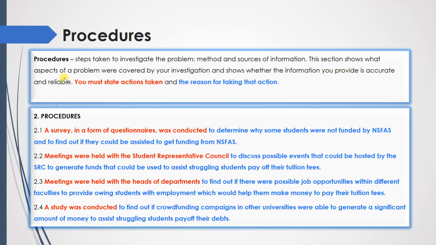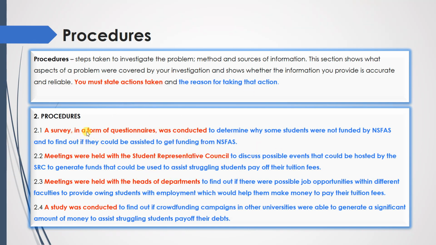Okay, this section shows what aspects of a problem were covered by your investigation and shows whether the information you provide is accurate and reliable. So when you are writing your procedures, you must state the actions taken and the reason for taking those actions. Okay, so when you are writing this in your investigative report, please number procedures. Okay, your procedures will be numbered as number 2. And when you are writing your procedures, make sure that you can clearly identify the action taken and the reason for taking that particular action.